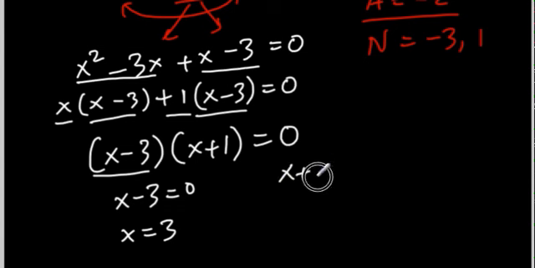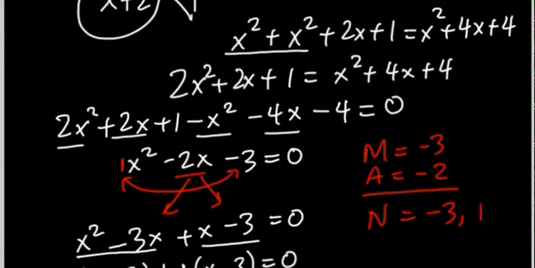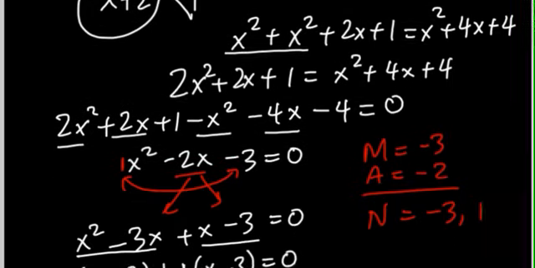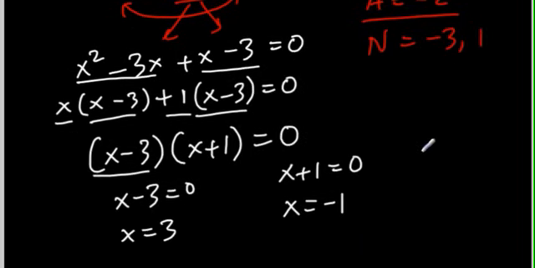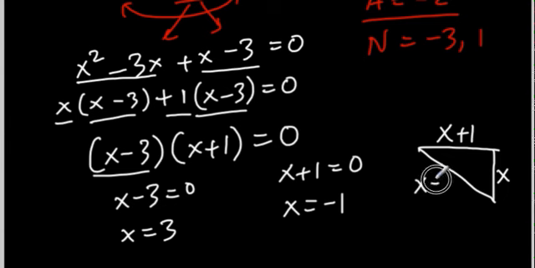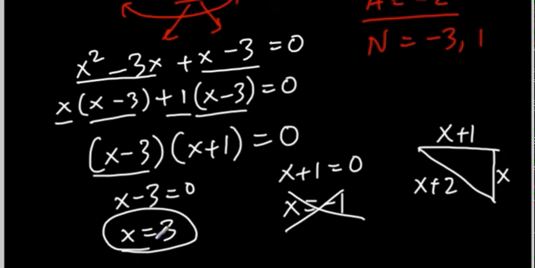And then x plus 1 also equals 0, because x is equal to negative 1, right? So now let's look back to our original triangle, which I'll just redraw here. So we have x plus 1, x plus 2, right? x cannot be negative 1 because this side cannot be negative, so this is not an answer. So x is equal to 3, okay?